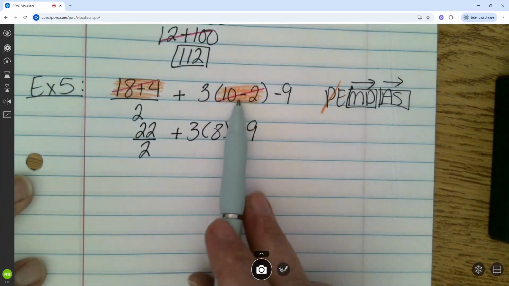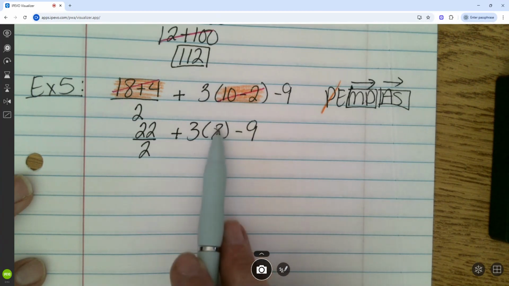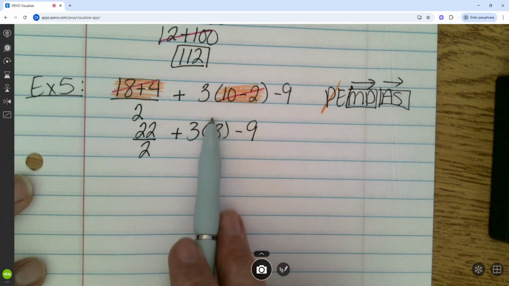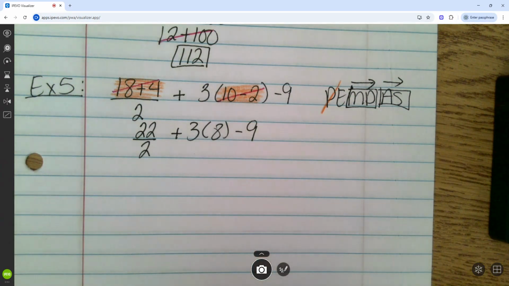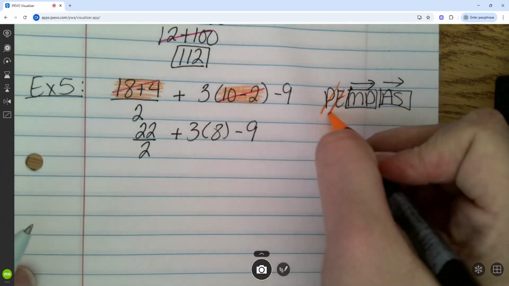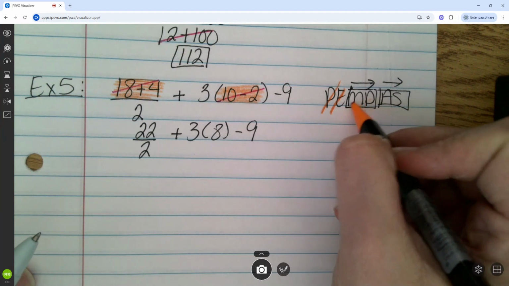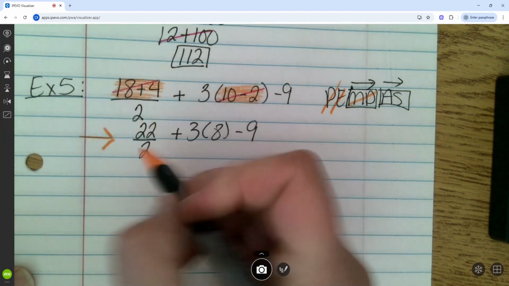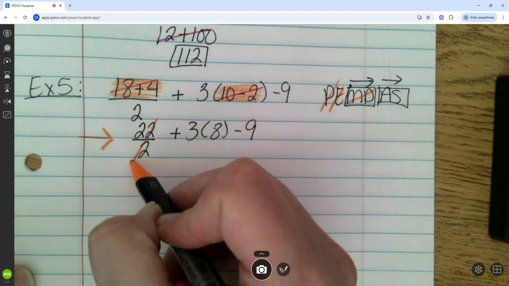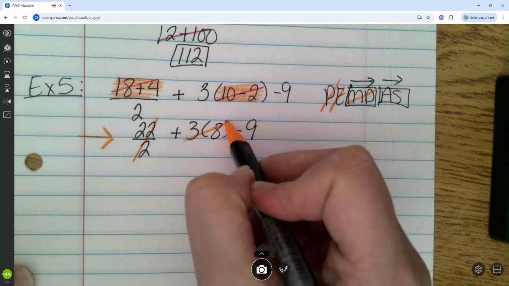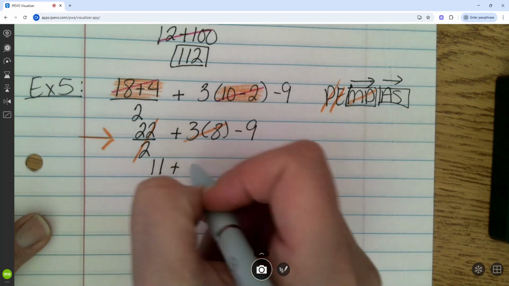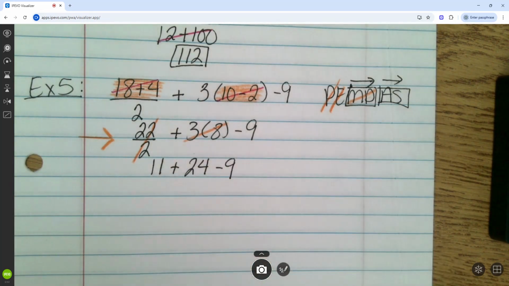Now I know I've been saying if you get down to one term, you can drop the parentheses, but I can't here because of the 3 being multiplied. Remember, next to means multiply, so those parentheses need to stay there for right now. Okay, I have no exponents, so multiply or divide left to right. So looking left to right here, big arrow, left to right, I have division first. Every fraction's division, and then I have multiplying because next to means multiply. So I get 11 plus 24 minus 9.